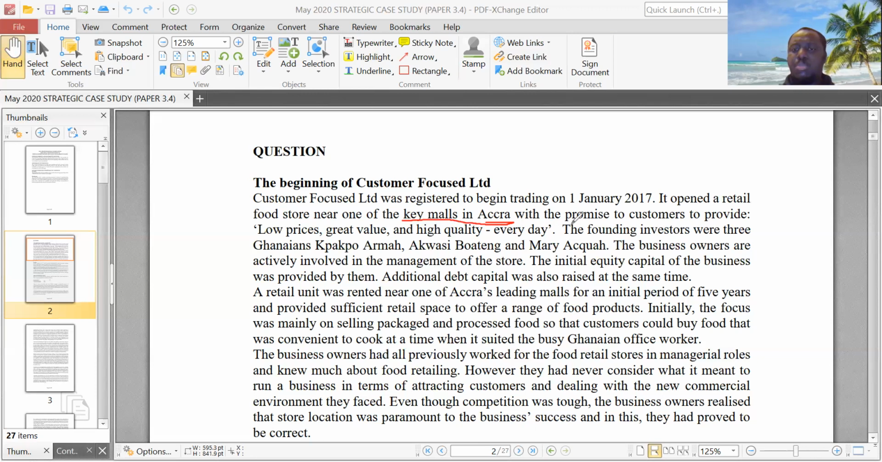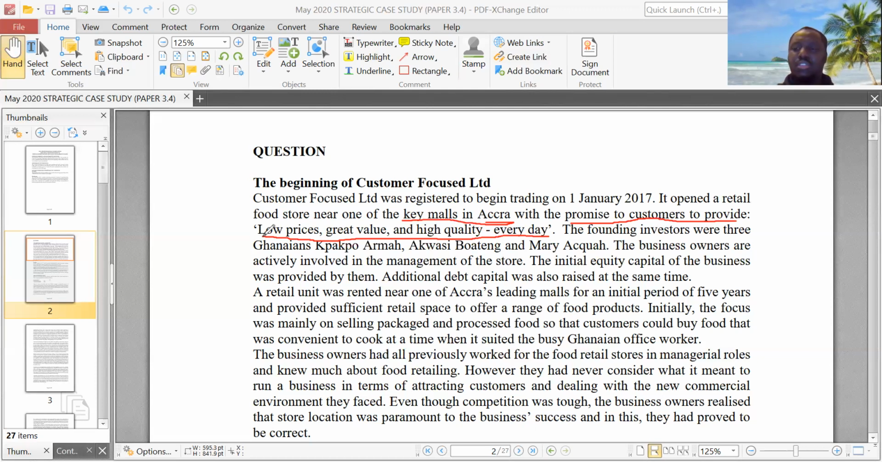And it says they have a promise to customers to provide three important things. Those are the three things I would like us to note. It says low prices, great value, and high quality every day. So you would want to look at their plan for the customer, or their strategic objective, which is to give low prices, great value, and high quality.